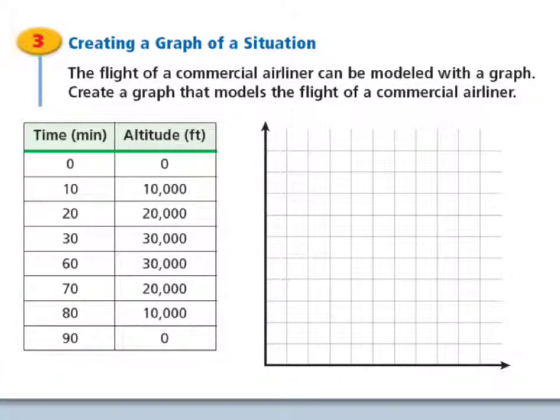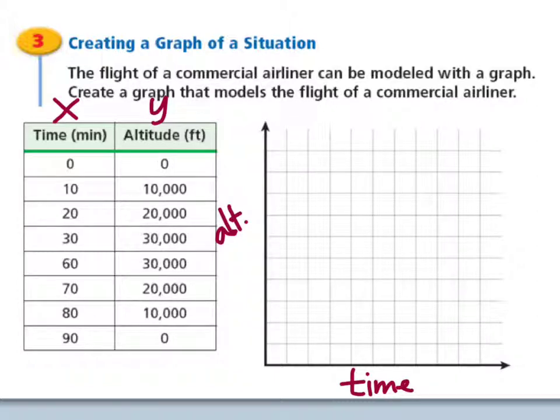Alright, so example 3 says creating a graph of a situation. The flight of a commercial airliner can be modeled with a graph. Create a graph that models the flight of a commercial airliner. Now usually in Algebra 1, you're going to want to plot your x as your first column information, your y as your second. So here we're going to put time on our x-axis and altitude on our y-axis.